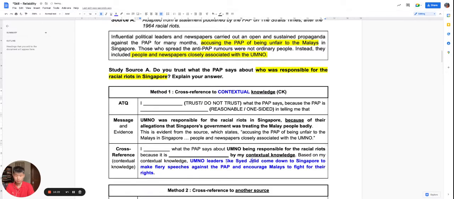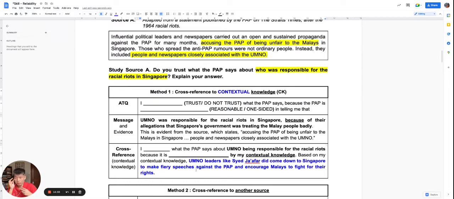like Syed Jaafar, the Secretary General at the time, did come down to make all these speeches in Singapore, saying that the PAP was trampling on the Malay rights and the Malays should fight for themselves. We do know that Malay language newspapers and publications were carrying these speeches and were writing editorials that lambasted and attacked the PAP government.